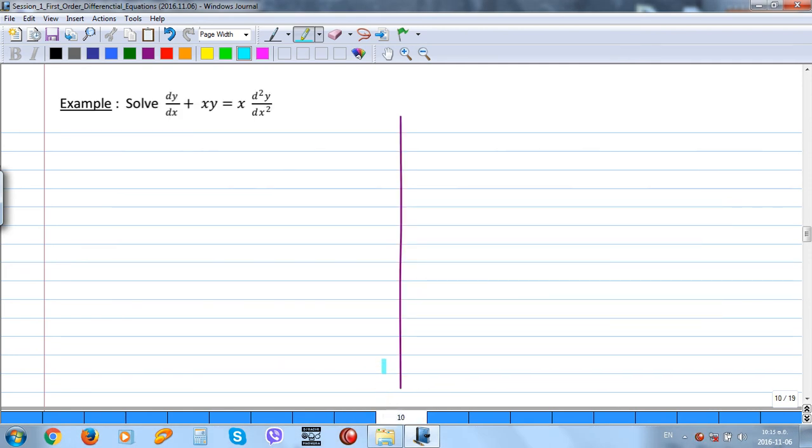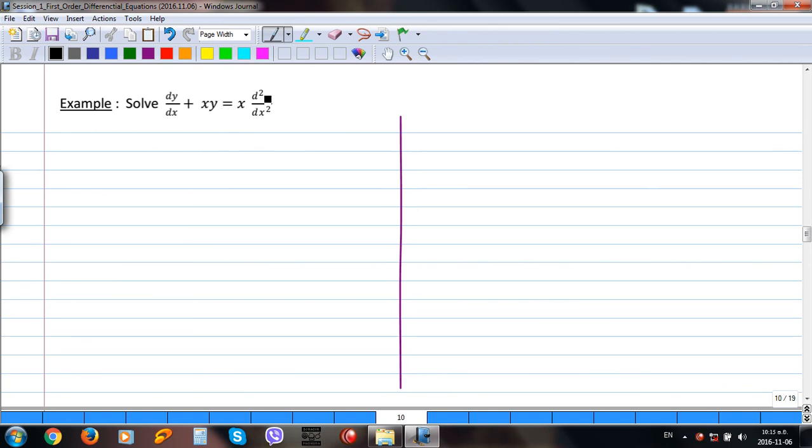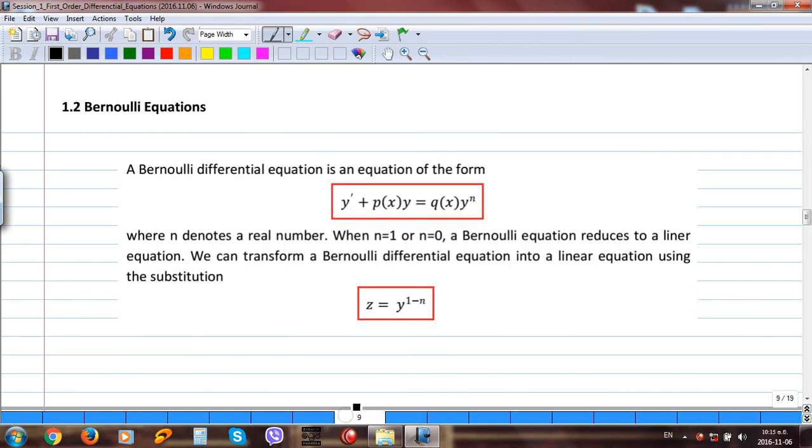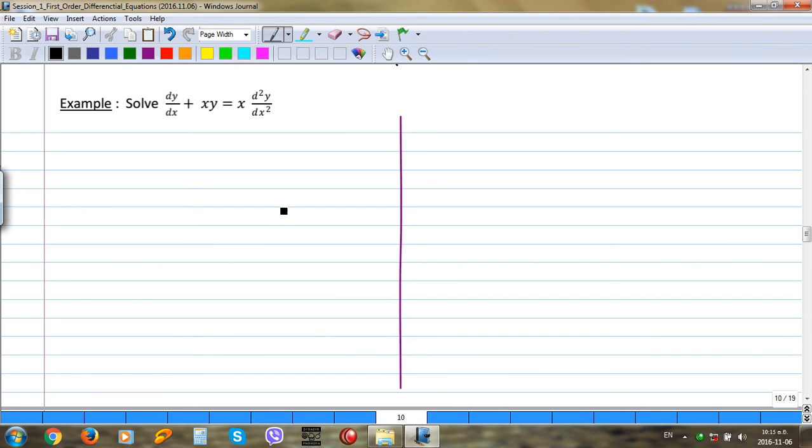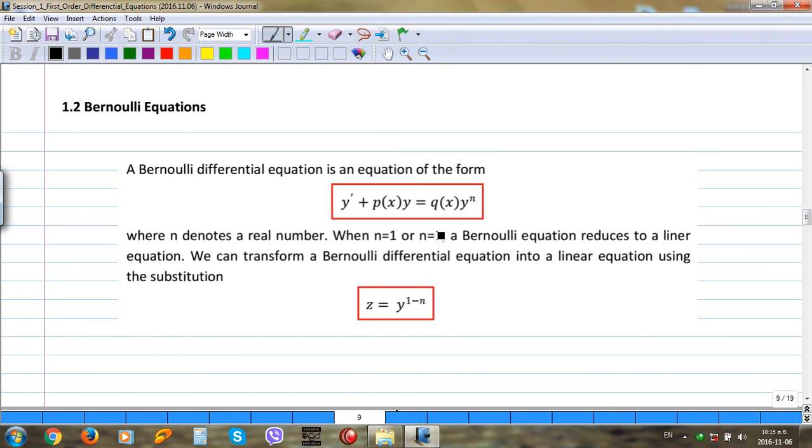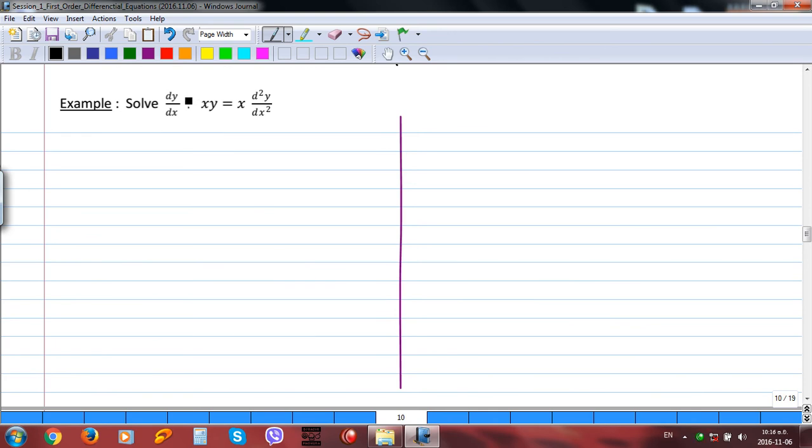So this is the example. Solve dy by dx plus xy equals x times y to the power 2. Look at this one and compare with this one. Y dash is there, no? Dy by dx, xy, y is there, p of x equals x. Then y to the power n is also there. Then it means this is a Bernoulli equation.